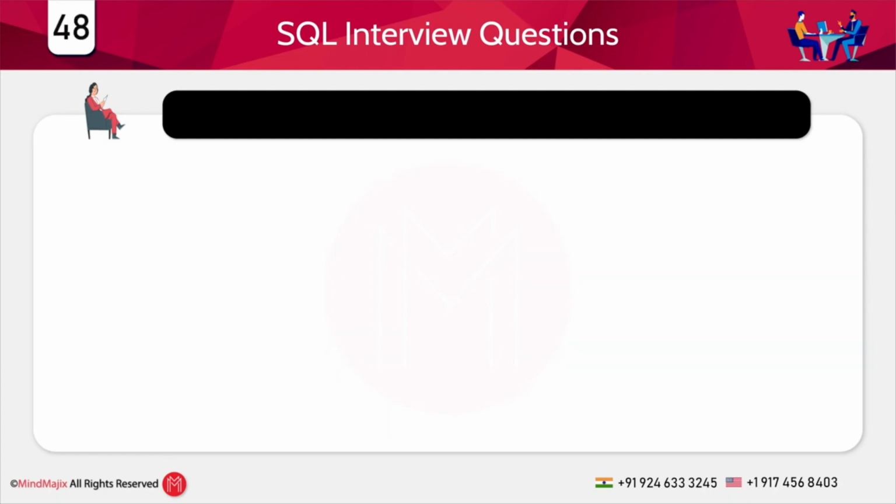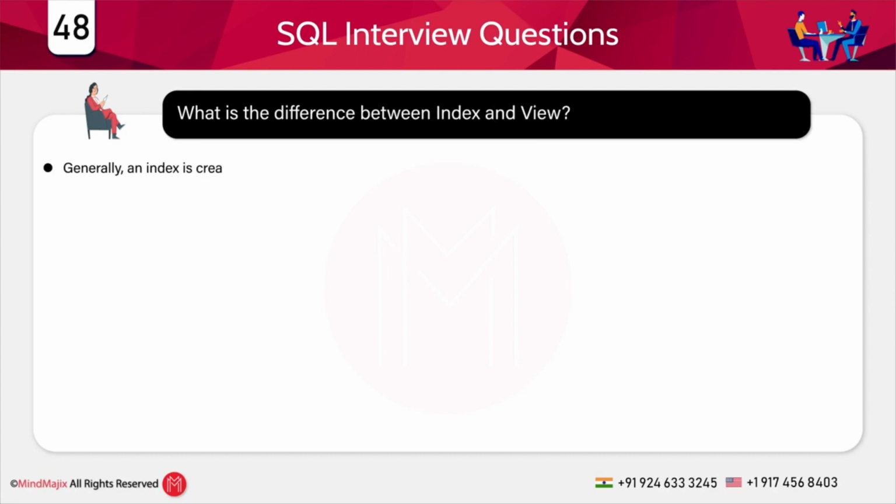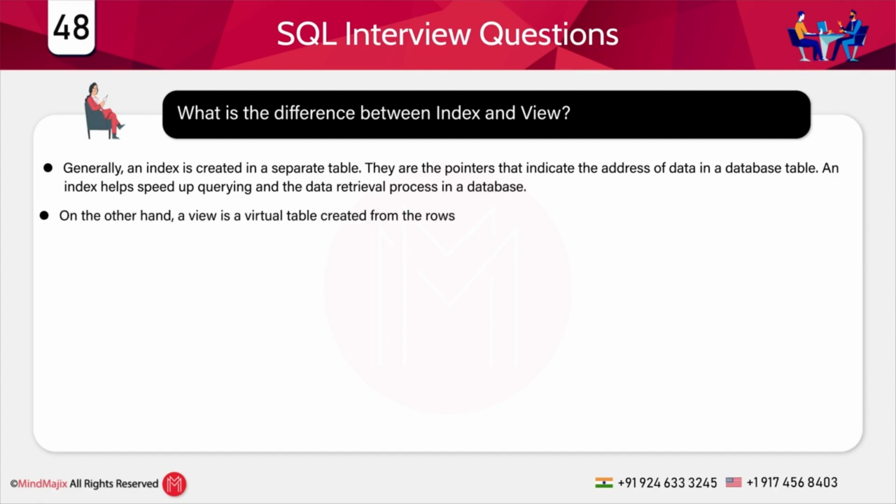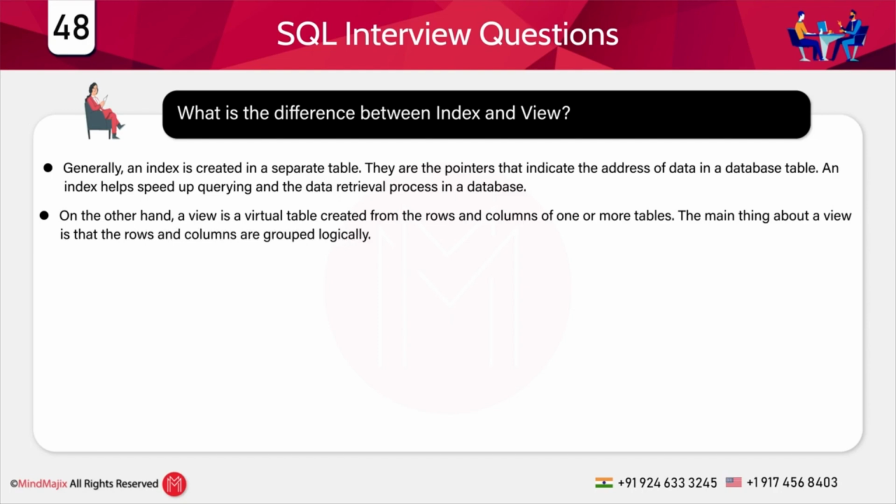The next question over here is, what is the difference between index and view? Generally, an index is created in a separate table. They are pointers that indicate the address of data in a database table. An index helps speed up the querying and data retrieval process in a database. Now if you talk about the view, a view is a virtual table created from rows and columns of one or more tables. The main thing about a view is that rows and columns are grouped logically. With the support of views, you can restrict access to the entire data in the database.